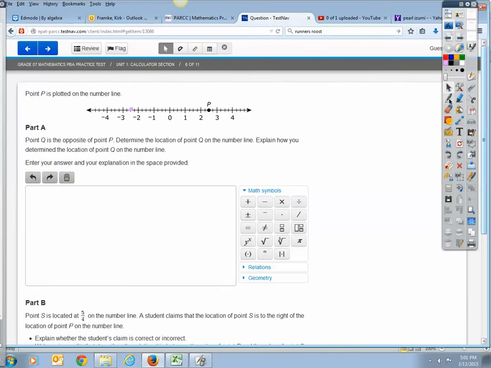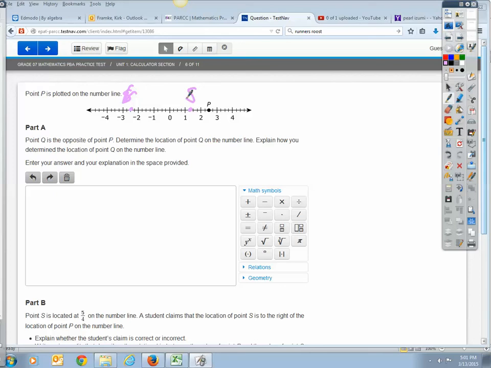So if this is point S, okay, sorry, that's not point S. Okay, 5/4 on the number line. 1, 2, 3, 4, 5. There's S. And the student claims it's located to the right.